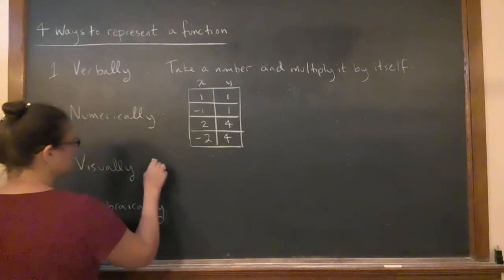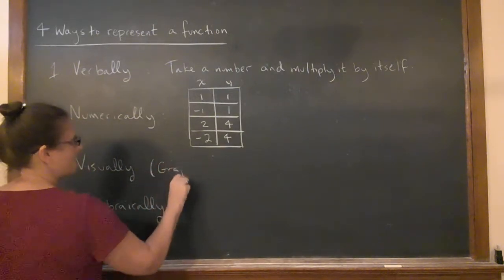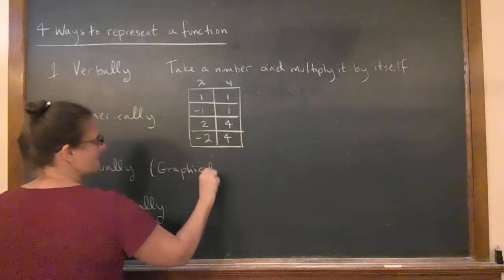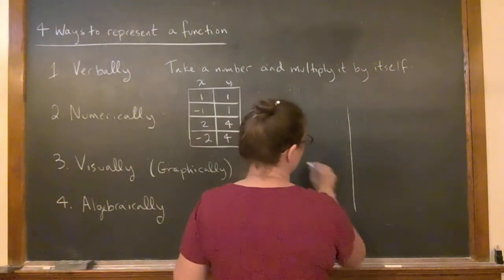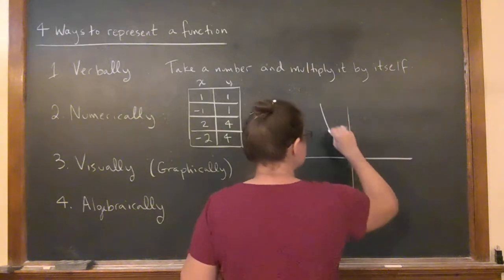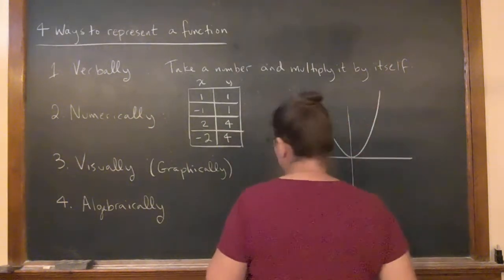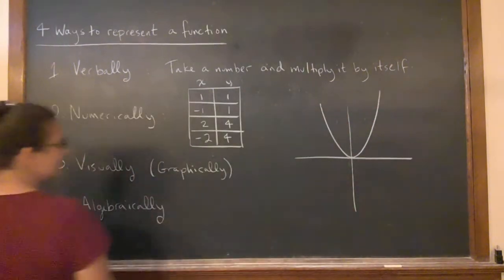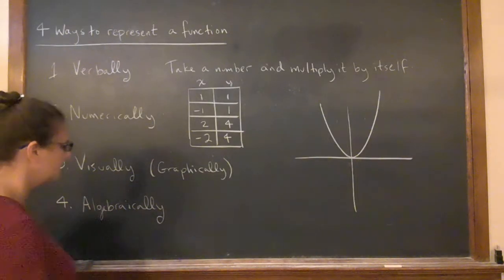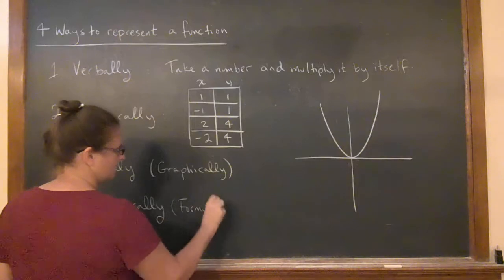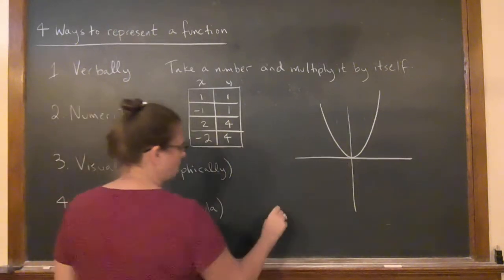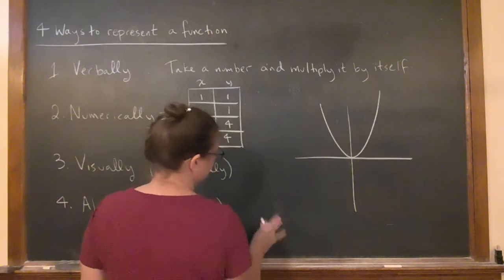Visually, of course, means with a graph. So with my y equals x squared, I've just done this. And algebraically means with a formula. So y equals x squared.